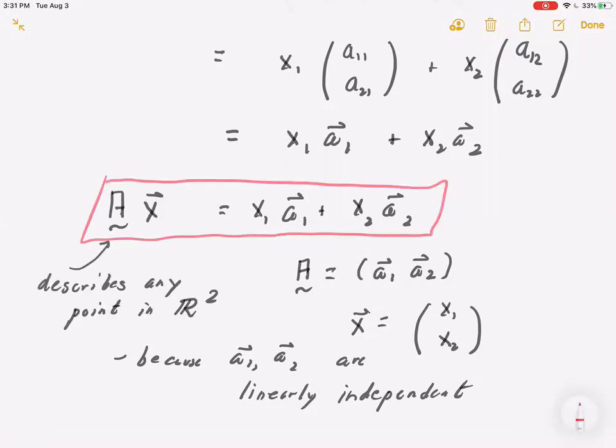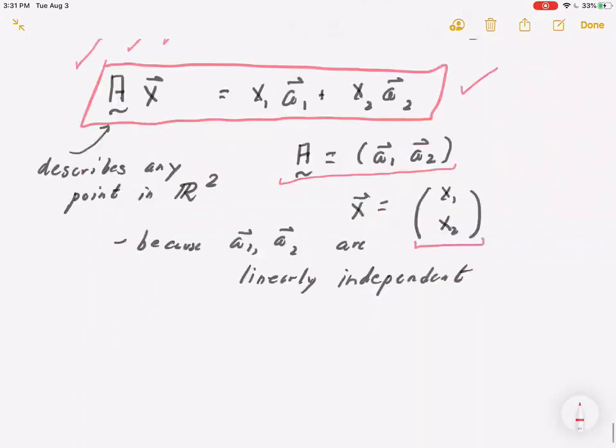So this expression is a new way to look at points in the plane. On the right-hand side, they are linear combinations of linearly independent vectors A sub 1, A sub 2, or on the left-hand side, they are points described by this matrix vector multiplication, where A is given as the matrix whose columns are the vectors A sub 1 and A sub 2, and X is just a 2 by 1 matrix of coefficients X sub 1 and X sub 2.